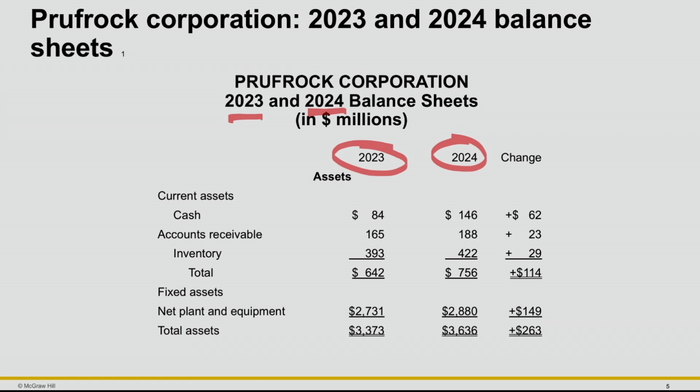So in this case, this corporation had 84 million in cash at the end of 23, and it has 146 million in cash at the end of 24, for an increase of 62 million in that account. Similarly, the accounts receivable were 165 in 23, and they go up to 188 at the end of 2024 for a $23 million increase, and so forth.